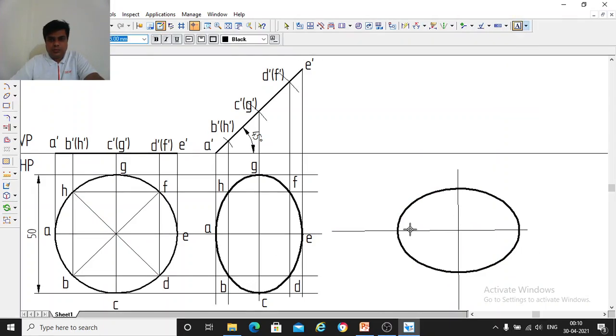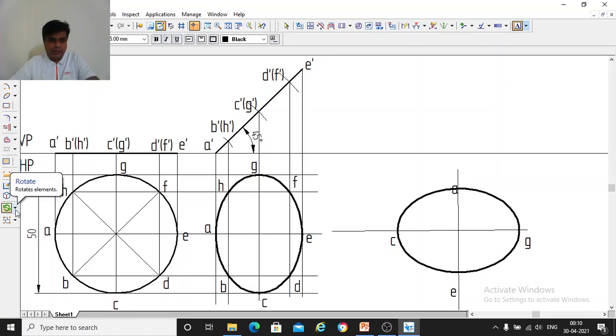So now I am rotating it in the clockwise direction. So this will be C. This point C is now here. C, this will be G. So if this is CG, so A will come here. So this will be A and this will be E.